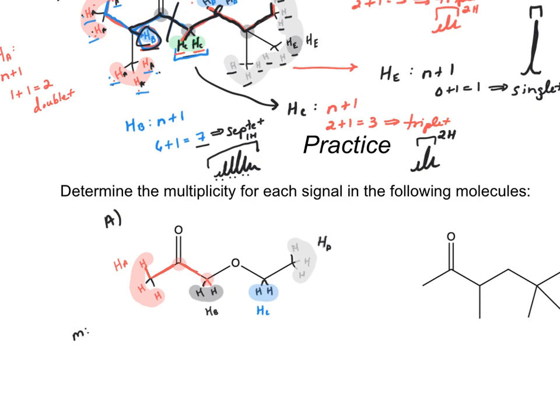Because the closest nearby neighbor protons are 4 sigma bonds away, there will be no splitting with HB. They will not couple with one another. So there's no splitting there, like I just said. And because equivalent protons, all these HAs, don't split one another, if we go to our n+1 rule for HA, it's 0 plus 1. So we're going to get a peak of 1, or a singlet.